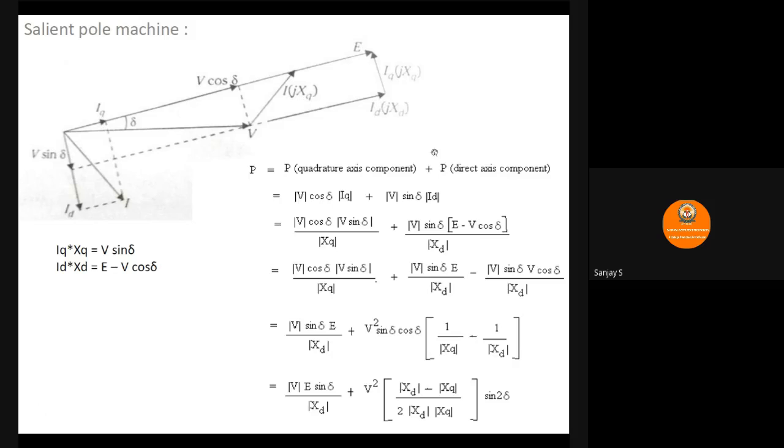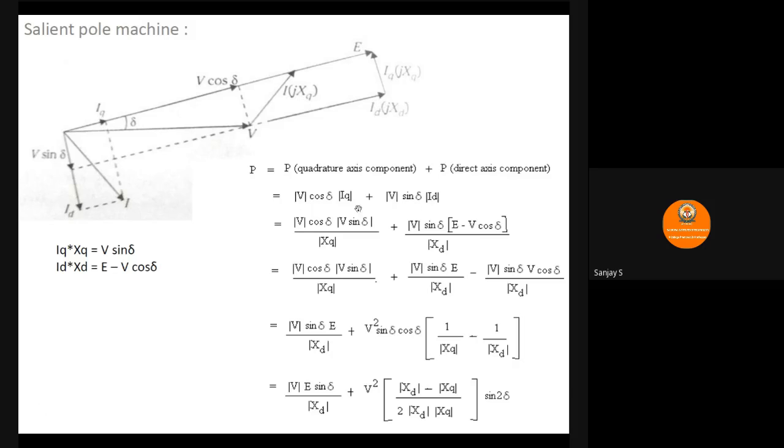So from the vector diagram, the actual P will be a resultant of quadrature axis component plus direct axis component. Expression for P is V cos delta into IQ. Power is generally given by voltage into current into corresponding power factor. So V into IQ into cos delta plus power in the direct axis component, which will be V into ID into sin delta. So in the direct axis component over here in the vector diagram, current into voltage into sin delta. This is what you can see here.